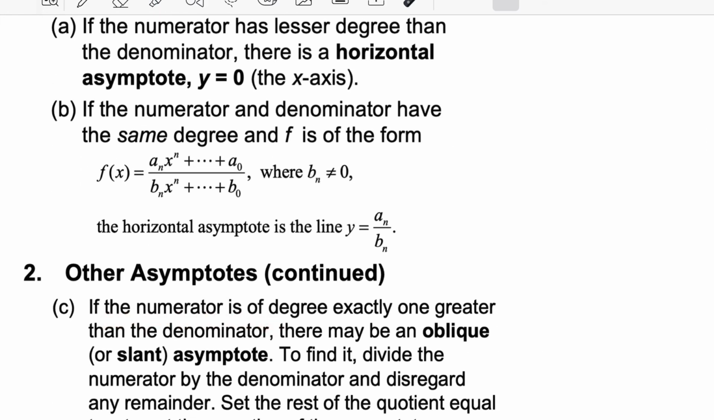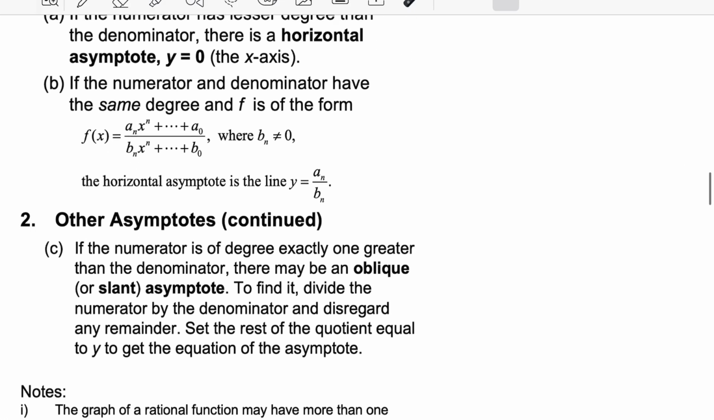Then we'll see that if the numerator is of degree exactly 1 greater than that of the denominator, then there might be an oblique asymptote. And so to find it, we're going to divide the numerator by the denominator, so that's where synthetic division comes into play. And disregard any remainder, because as we saw, the remainder gets really close to 0. All right.